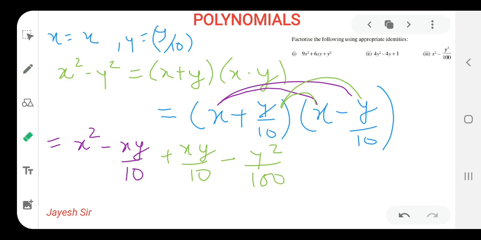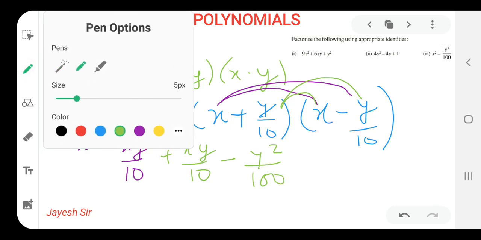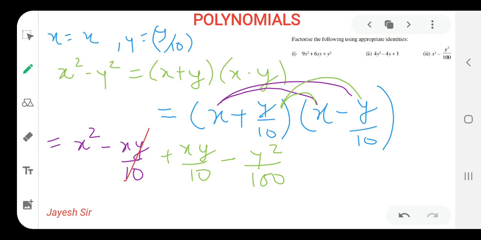So what we can do friends, we can cancel the two values, that is minus xy by 10 plus xy by 10, that is cancelled. So what we are obtaining is x square minus y square by 100. That is our question, so our answer was correct. I hope you all are getting it. What was our answer? x plus y by 10 or x minus y by 10? Yes friends, that means we have solved the sum correctly. I hope you all are getting it very easily.